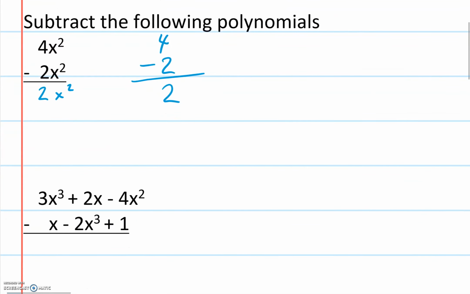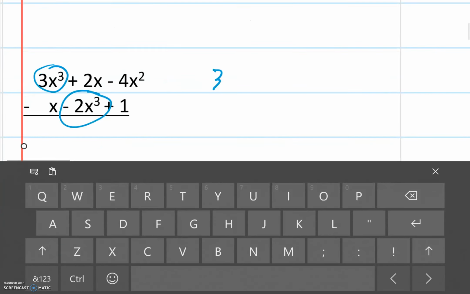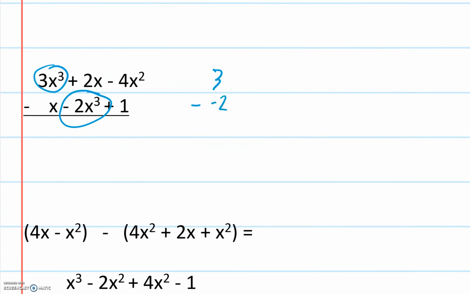Let's look at this next one and watch carefully. I'm going to do this one first. Now, it becomes a little bit more complicated because what this is like is that we've got 3 minus negative 2, right? And if it's 3 minus negative 2, well, it's actually the same thing as 3 plus 2. So it equals 5. So this is 5x cubed.